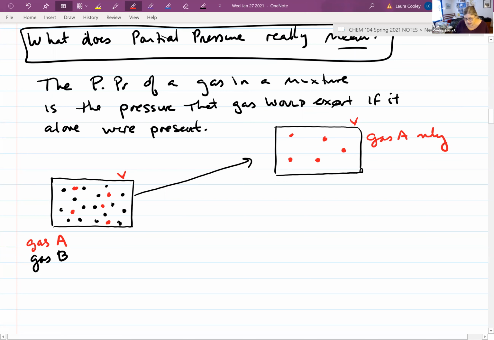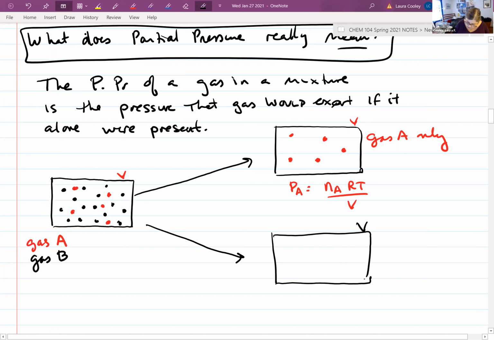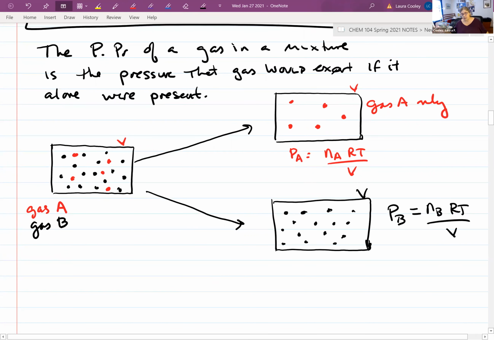So the pressure that this gas would exert if it alone were present is simply the moles of A times RT over V. So that is the partial pressure. It's what this gas would exert if we took out all the other gases, which is, of course, not too possible to do. And the same would be true for the other gas. It's the same volume, V, and now I have 15 dots. The pressure here, PB, would be NB RT over V by the ideal gas law. That would be the pressure if it was only gas B.